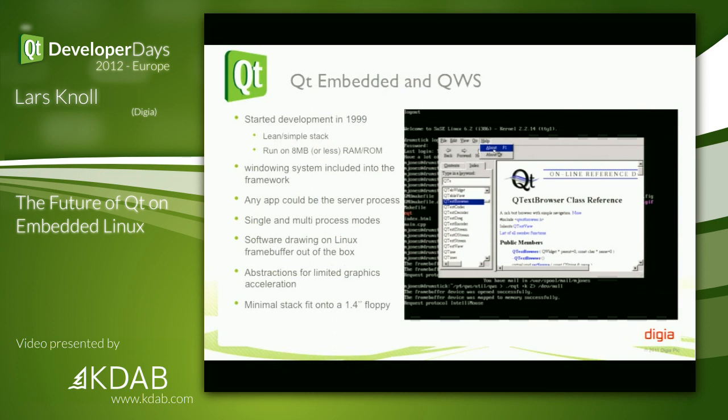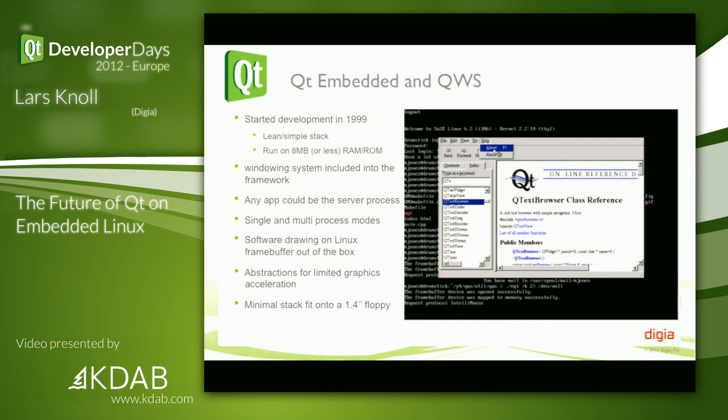And we then went to Qt Embedded and what we call the Qt windowing system. We started the development in 1999, and was trying to do a simple and lean stack. Our goal was there at that point in time to run on 8 megabytes or less of RAM and ROM.